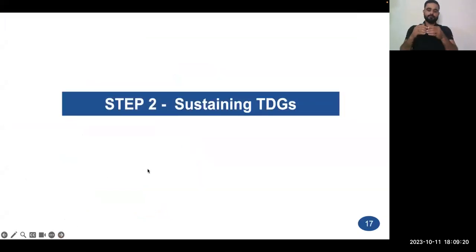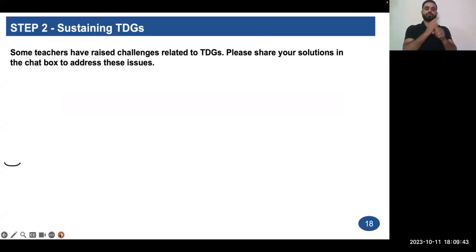Moving on to the next part, that is sustaining a teacher development group. As we all know, starting a group is very easy, but the important aspect is how to sustain that group. Initially, every member is motivated and wants to join these sessions, but later on, maybe they have some challenges. So let's see how to sustain a teacher development group.